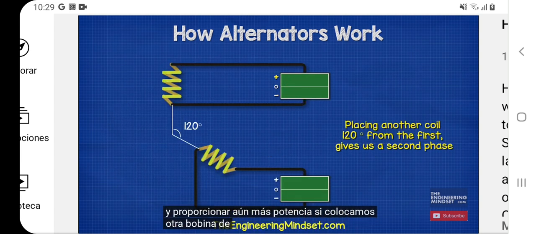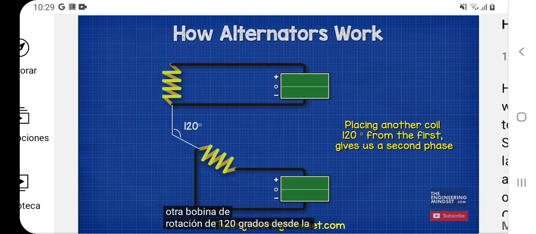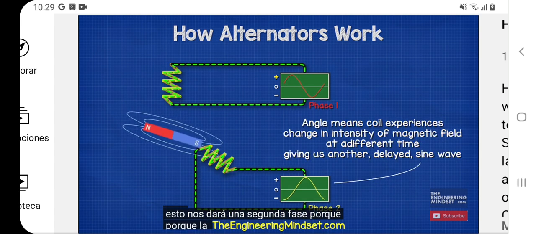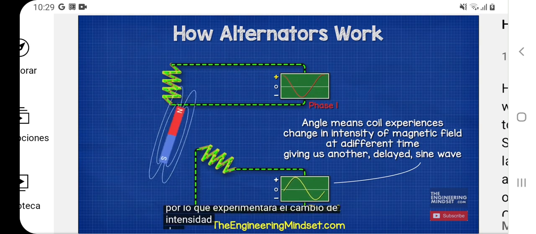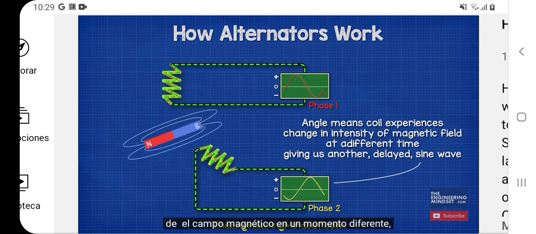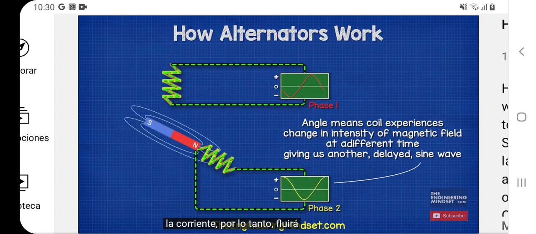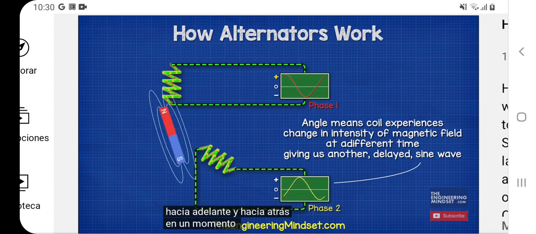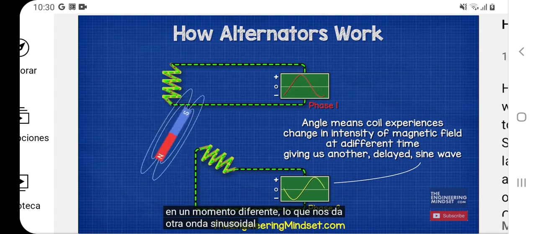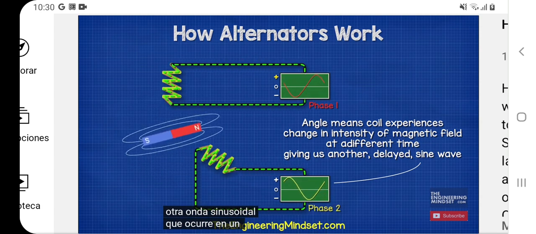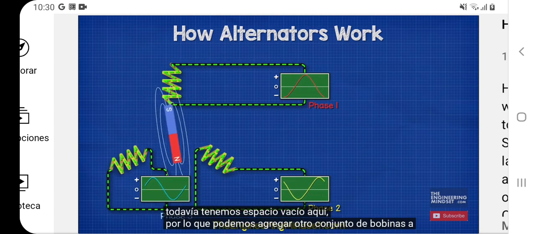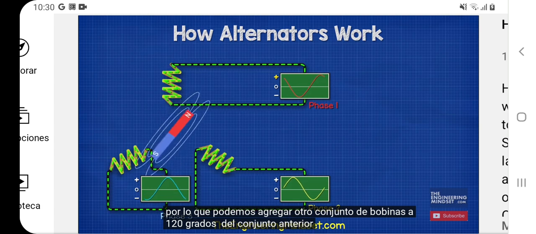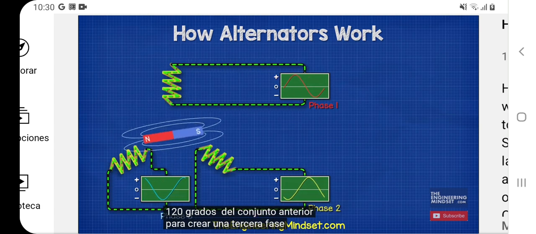If we place another coil 120 degrees rotation from the first phase, this will give us a second phase. Why? Because the coil is at a different angle, so it will experience the change in intensity of the magnetic field at a different time. The current is therefore going to flow forwards and backwards at a different time. That gives us another sine wave, which occurs at a different time. We still have empty space here, so we can add another set of coils at 120 degrees from the previous set to create a third phase.